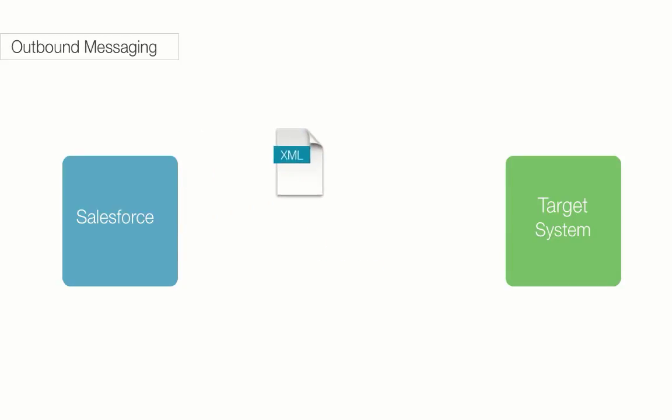From the Salesforce application, we can send out a SOAP message to a target system. This can be used to keep the target systems in sync with Salesforce.